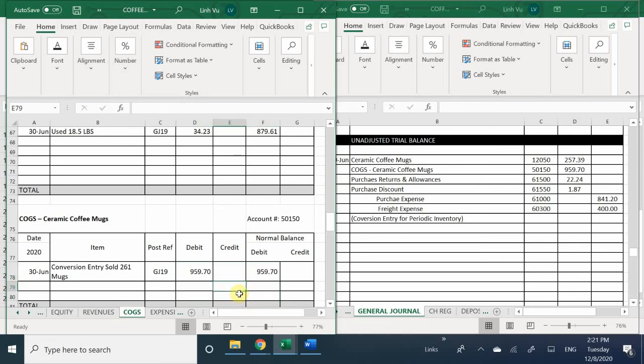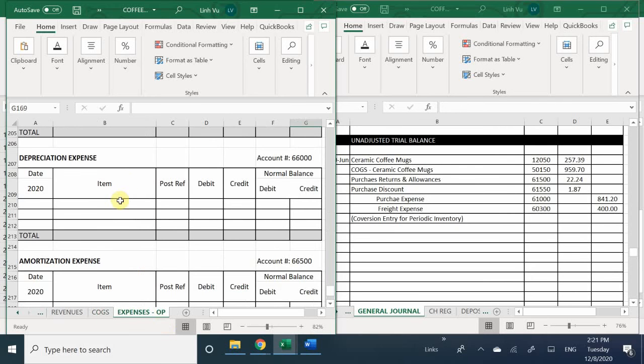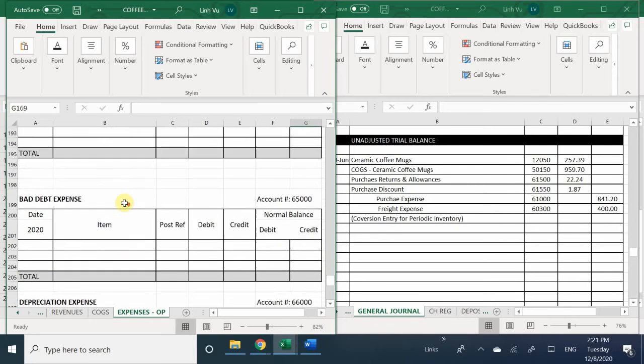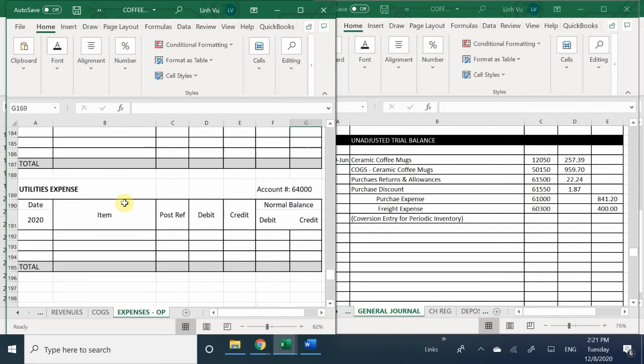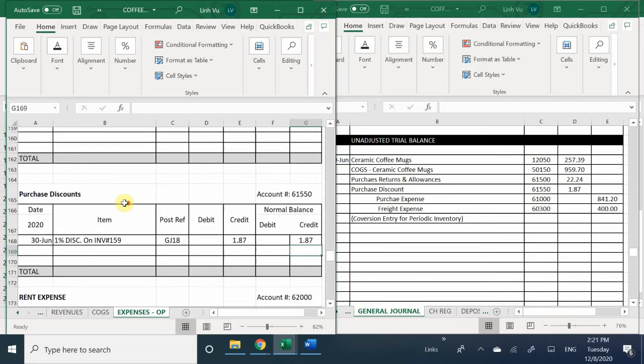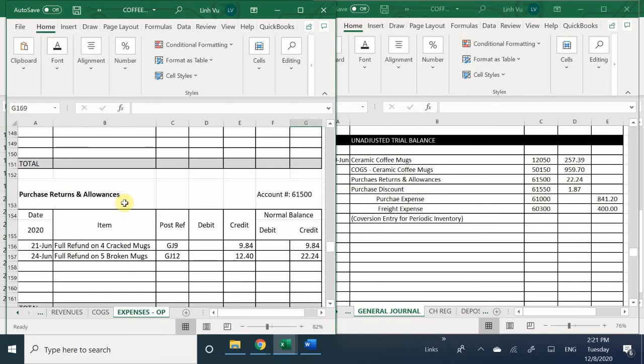Okay. What's next? Purchase returns and allowances. So expenses. And that's 61,500. All right. So here my purchase returns and allowances. 630. Conversion entry.